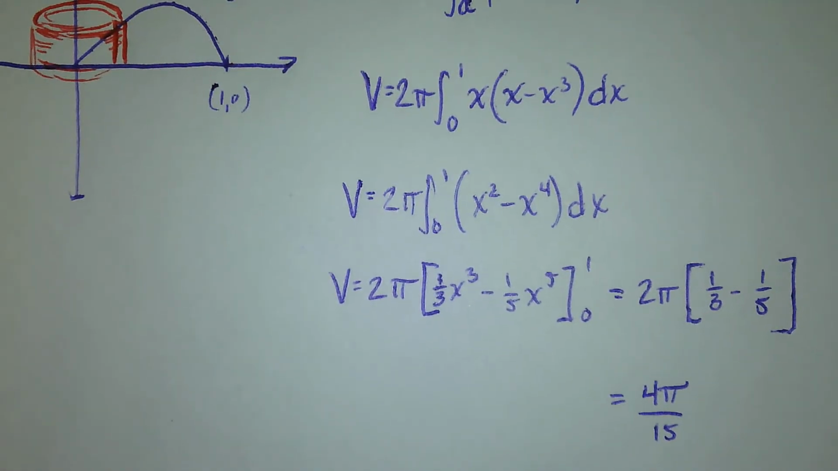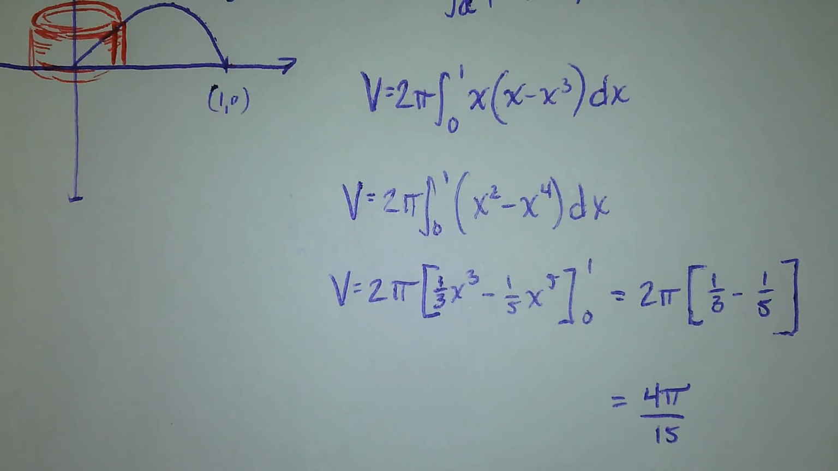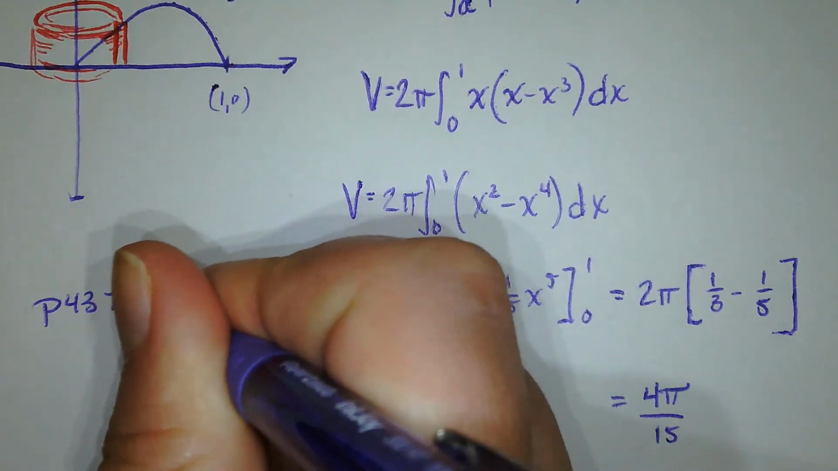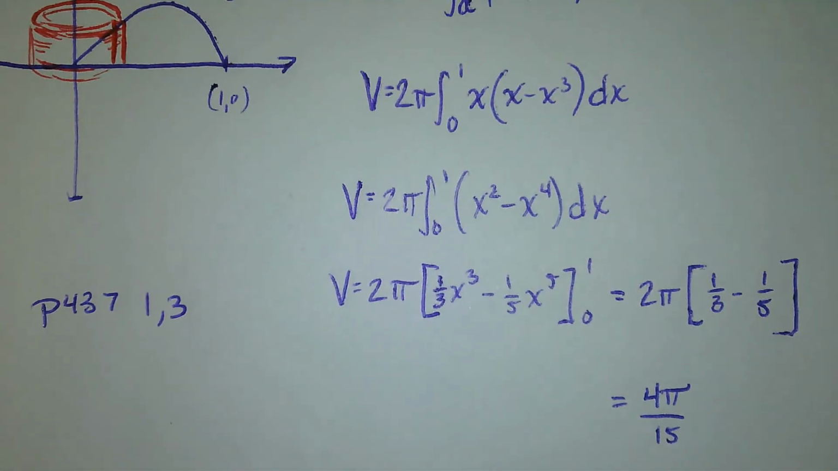All right, so we're just going to try a few easy ones for homework, not too crazy. These are both going to be rotated around the y-axis, so you'll do these in terms of x. So try these out. This is going to be page 437, just numbers 1 and 3. Let me know if you have trouble.